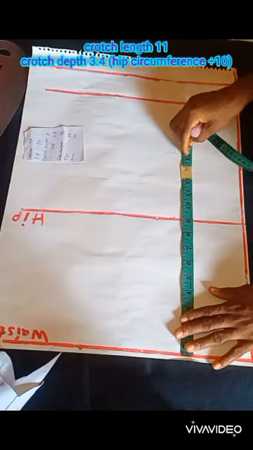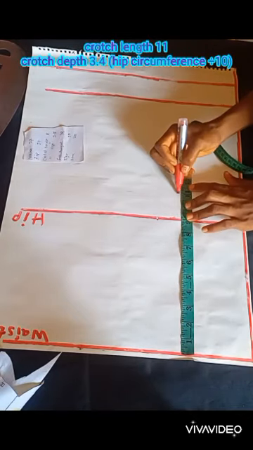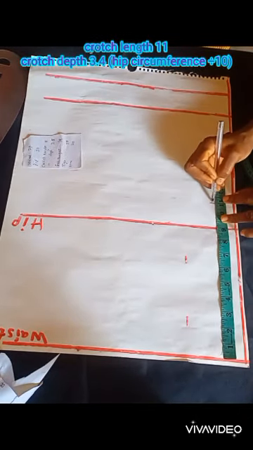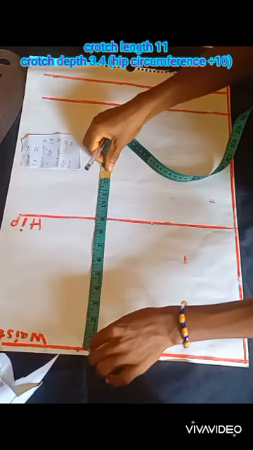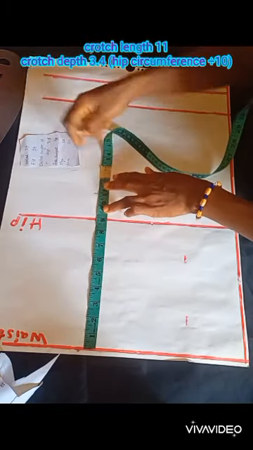And also mark your crotch length. I use a crotch length of 11 inches in this video. Mark it and connect it with a straight line, as you can see in the video.